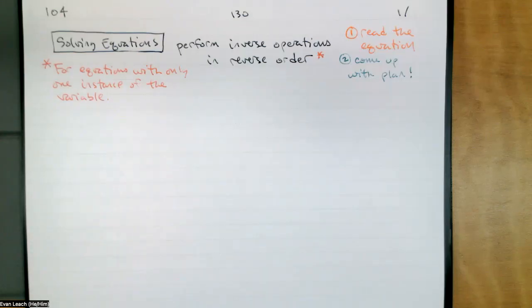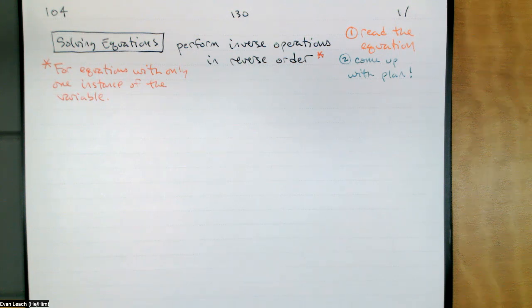Today we want to solve some equations. We've talked about performing inverse operations in reverse order. Our plan here is a technique for solving equations that applies when the equation only has one instance of the variable. So we can just track a list of operations that happen to the variable. That's the part where we read the equation, and then we come up with a plan for solving that equation.